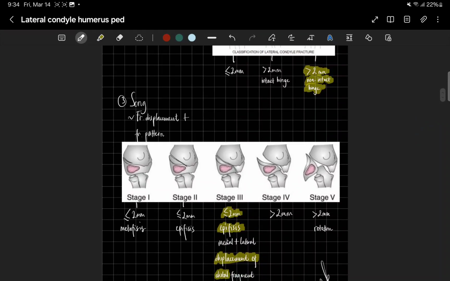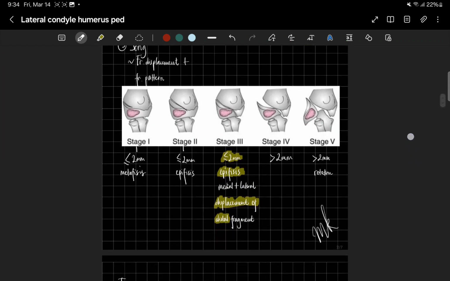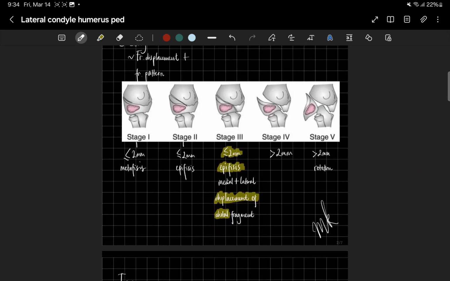We move on to the last classification, the Song classification, which depends on the fracture displacement and fracture pattern. I remember it from stage 3. If the fracture goes through the metaphysis and through the epiphysis, dividing the distal fragment into lateral and medial fragments, it is considered stage 3 Song classification if the displacement is less than 2 millimeters. And as you can see here, if it is already rotated, then it is considered stage 5. Or if it is less than 2 millimeters and metaphysis only, it is considered type or stage 1.